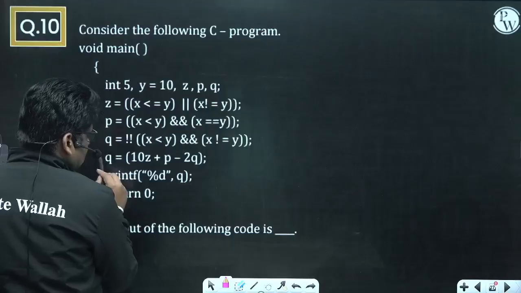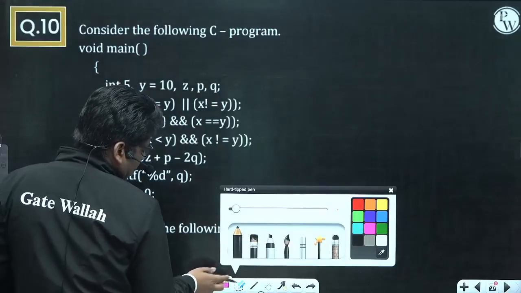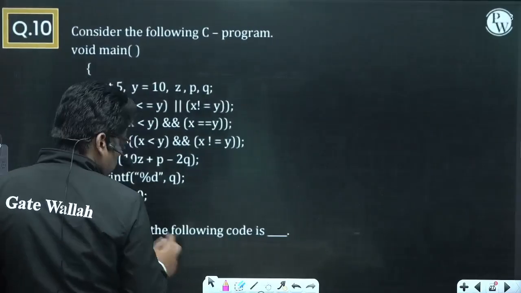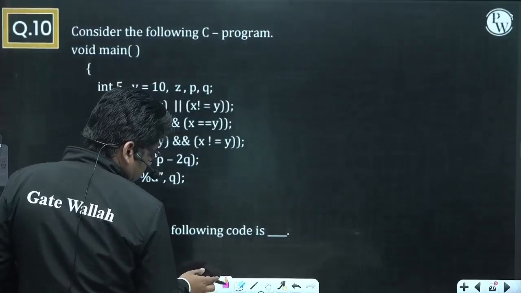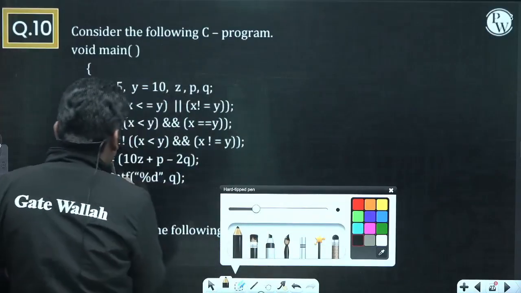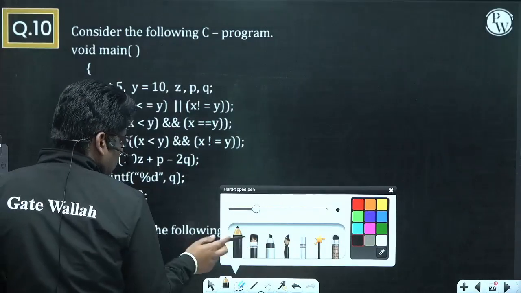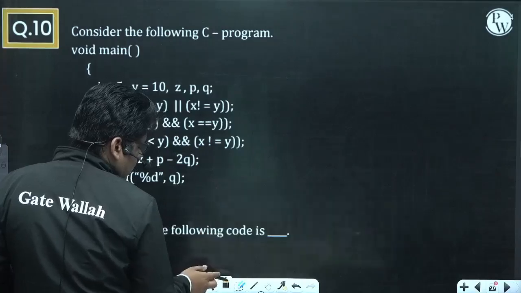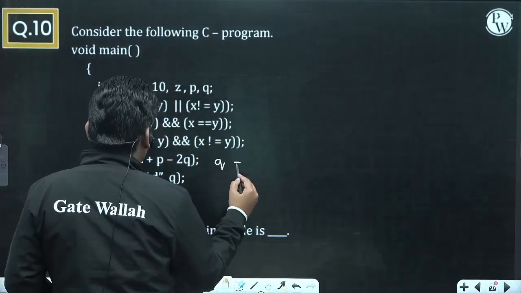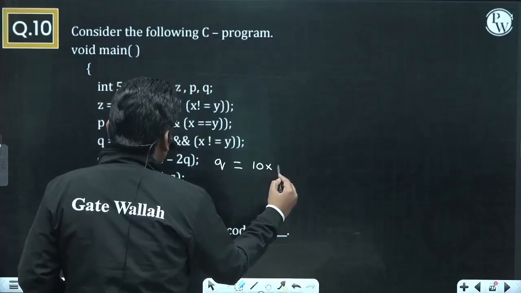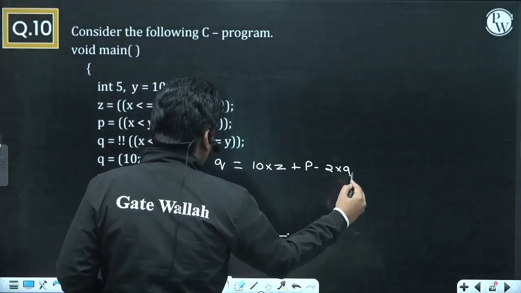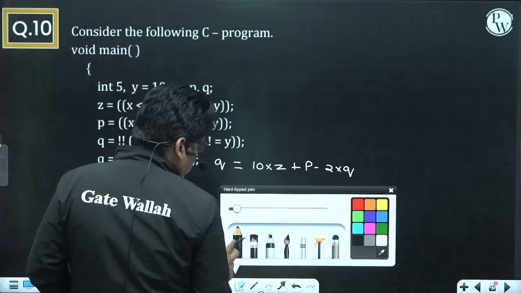Now, sir, forget this part. Can I remove? No, of course I cannot. So consider this as q is equal to 10 into z plus p minus 2 into q. And then solve this question.